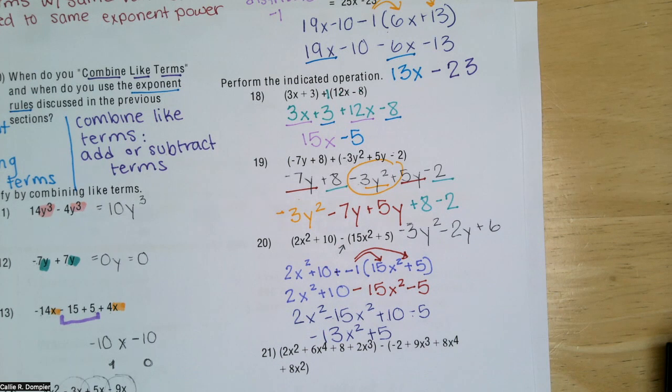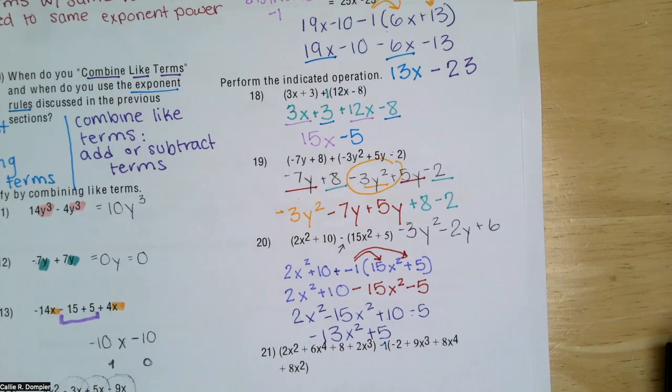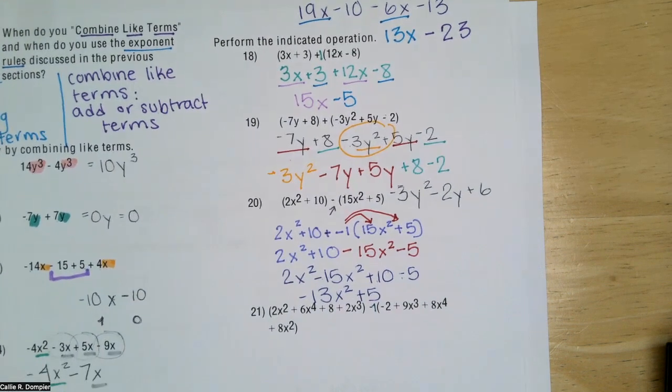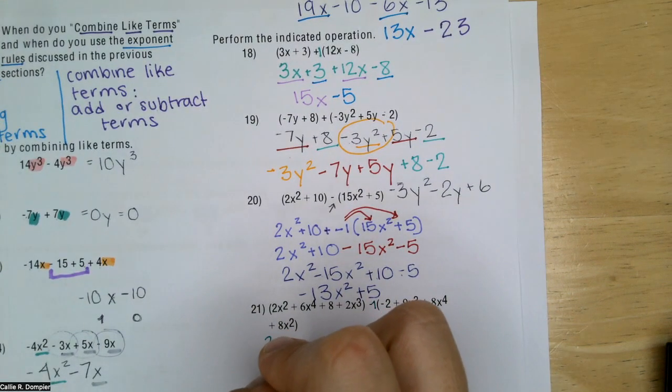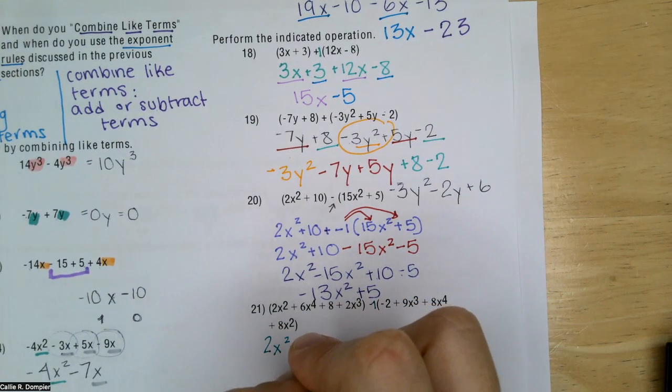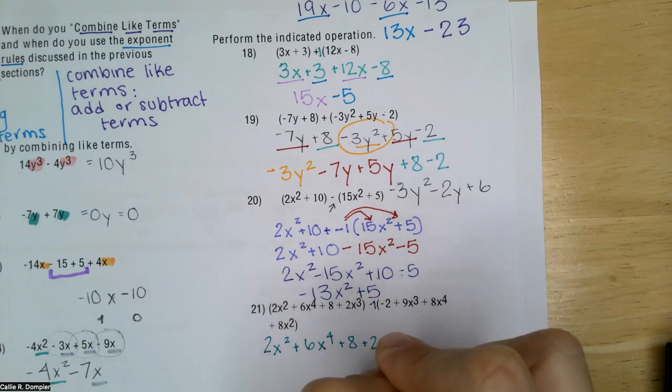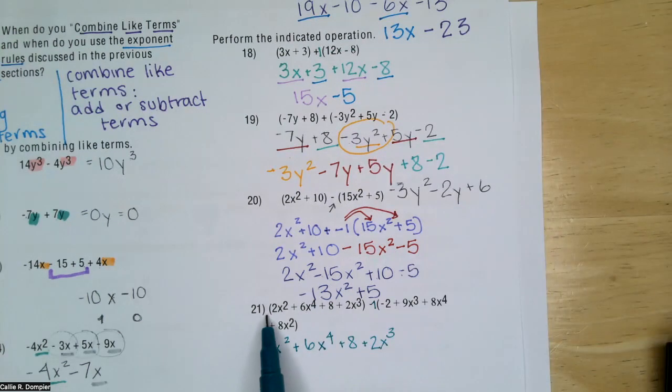Okay. 21, they're asking us again to distribute a negative. So it's going to be -1 times -2, -1 times positive 9x cubed, -1 times positive 8x to the 4th, -1 times 8x squared. 2x squared plus 6x to the 4th plus 8 plus 2x to the 3rd. And again, you can just lose those parentheses if there's no minus in front of that and there's no number in front of that, okay?